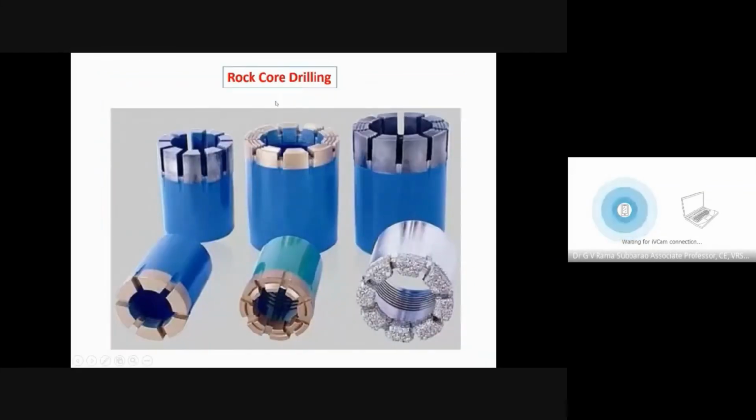In core drilling, in diamond core drilling, as some people call it, you can see now, it will cut the rock sample. So that's the beauty. Whenever you want to collect the rock core, you use these rock core drilling bits. You can visit this rock core drilling bit in our concrete technology laboratory, where you can see how people are collecting concrete cylindrical cores from the surface of a cement road.